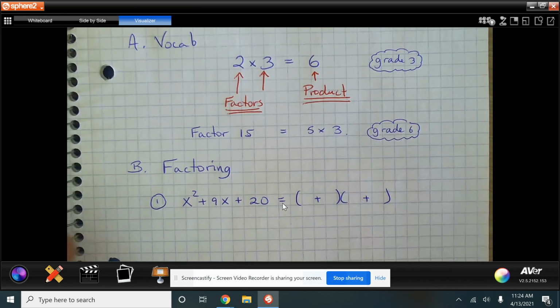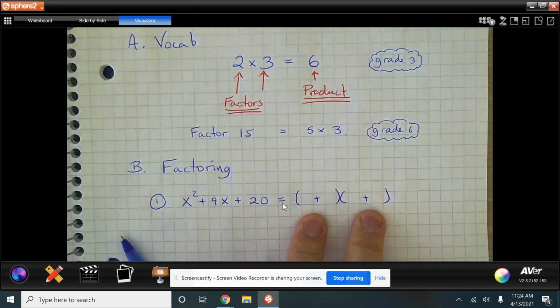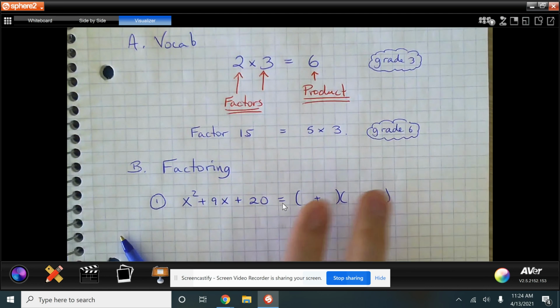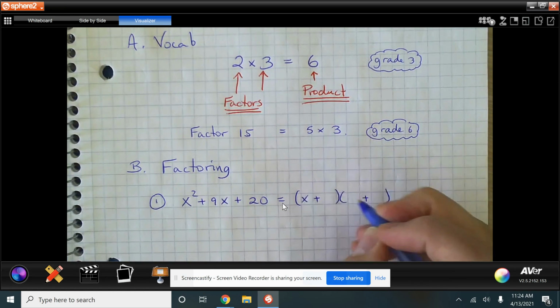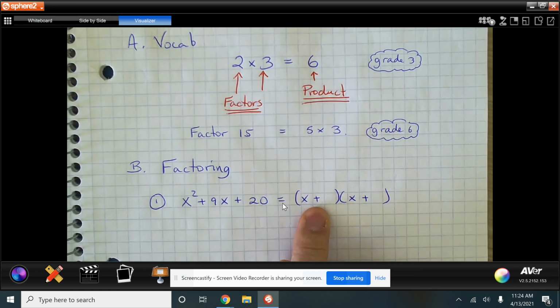So I'm going to pause right there just for a second and think, is there anyone here or anyone over there that can figure out what times what would give you x squared plus 9x plus 20? And I'll give you a hint. It's x plus something times x plus something. What would it be?